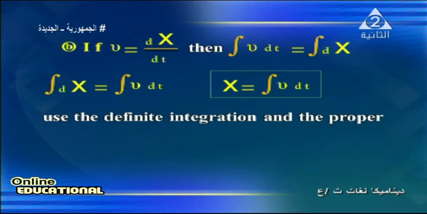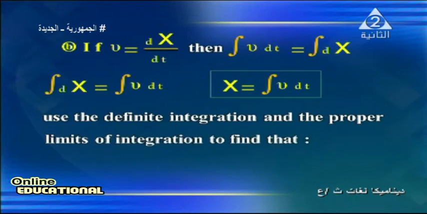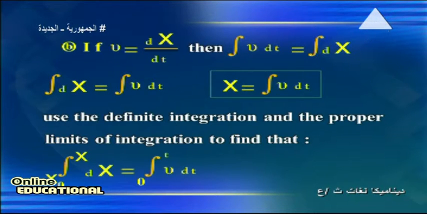Use the definite integration and the proper limits of integration to find that the integration of dx from x naught, the initial position, to x, which is the terminal position, equals the integration of v dt from 0 to t. And we can find the integration of dx, which is x, from x naught to x, equals the integration of the velocity v dt from 0 to t. Now, x minus x naught equals the integration of v dt from 0 to t.